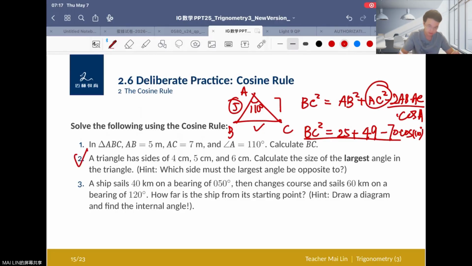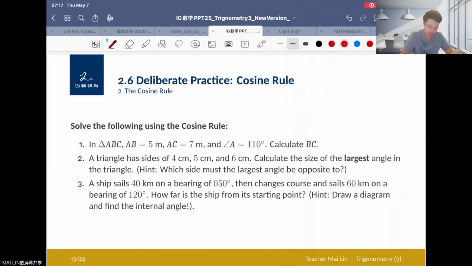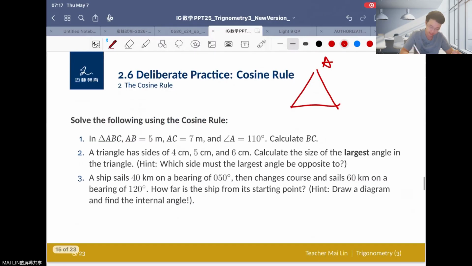And for problem 2, here is a triangle with sides 4, 5, 6, okay? So you can set it here. That is a triangle ABC with sides 4, 5, 6, okay? And we want to calculate the largest angle in the triangle, okay?